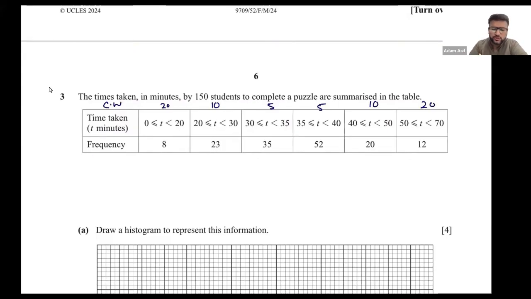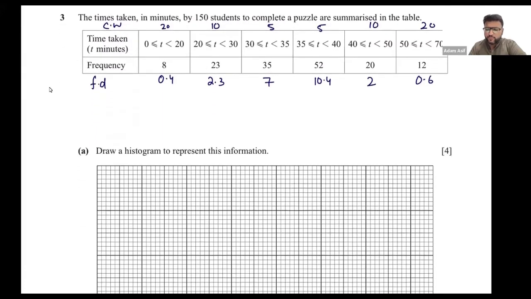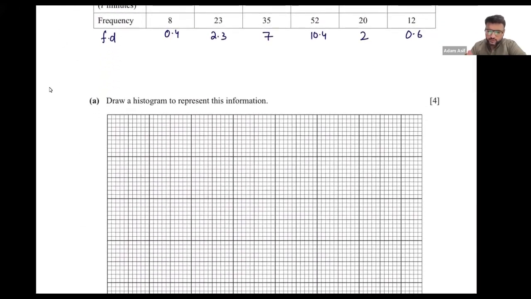So for drawing a histogram, we will have to calculate frequency densities. How do we calculate frequency density? Frequency divided by class width. So frequency divided by class width. 8 divided by 20, 4 upon 10, 0.4. 23 divided by 10, 2.3. 35 divided by 5, 7. 52 divided by 5, 10.4. 20 divided by 10 is 2. 12 divided by 20 is 0.6. Now, once we have the heights, we are going to plot them on the graph.